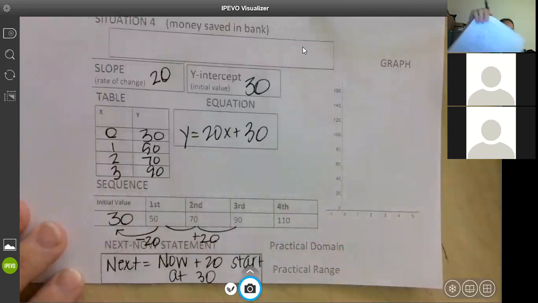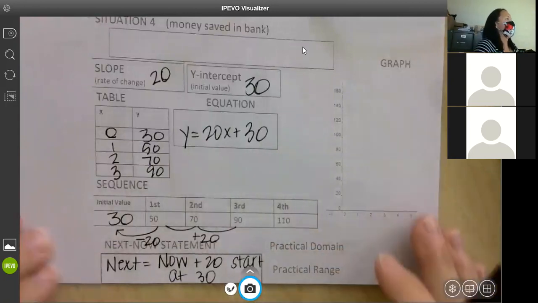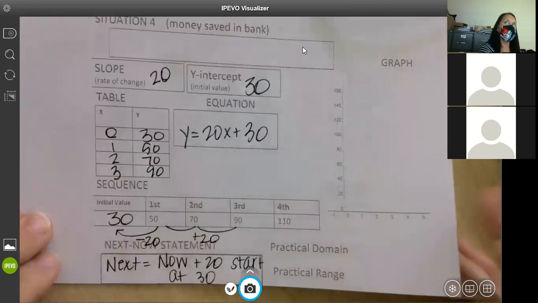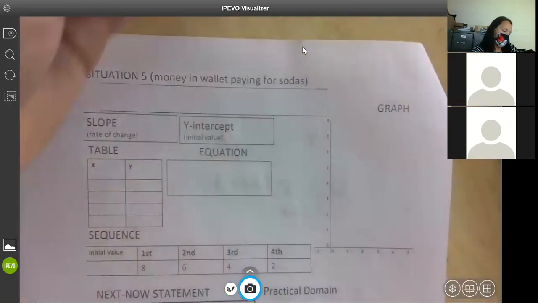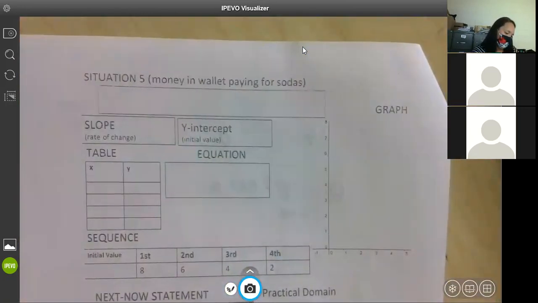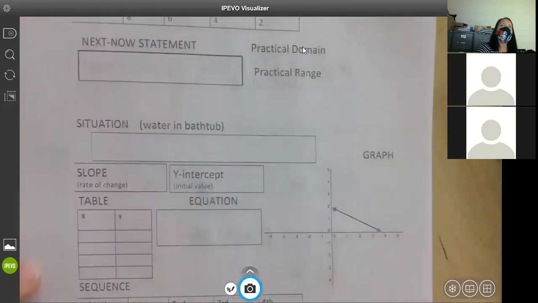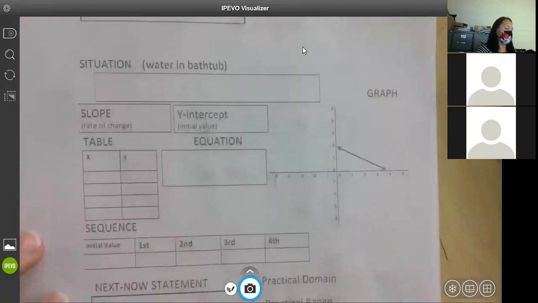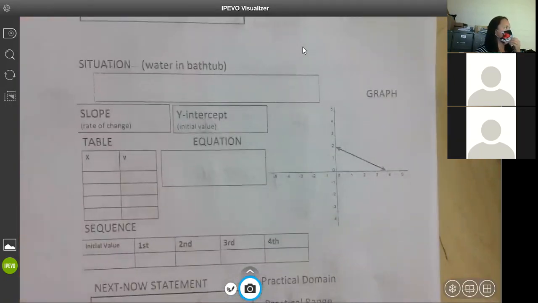Again, all these increasing are hard to do, practical domain and range. Okay, so we're just going to go with what we got. This one gave you the sequence again. Let's do something that gives you something different. All right, this one gives you your graph. This is a good one. So I went down to the bottom one. Okay, I skipped the next one, went down to the bottom.